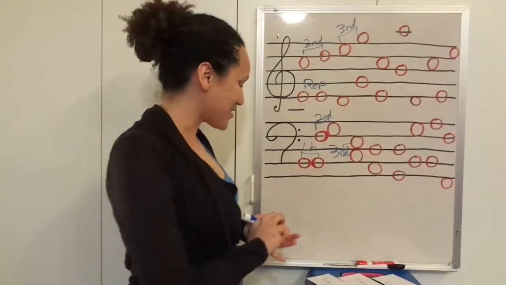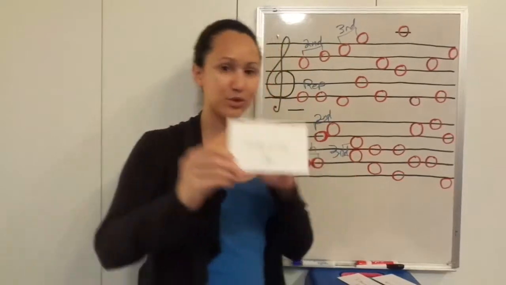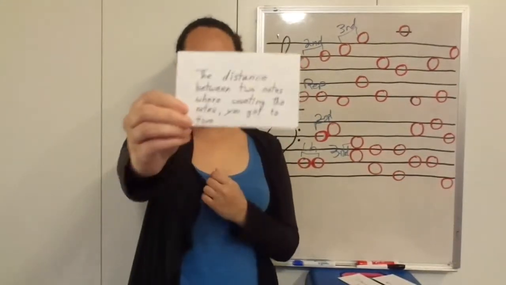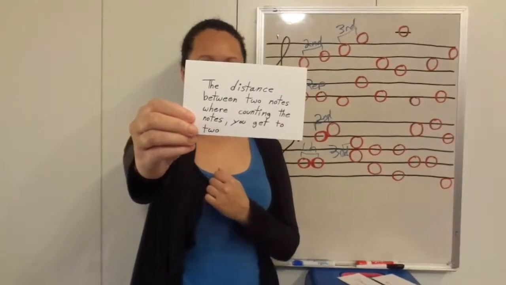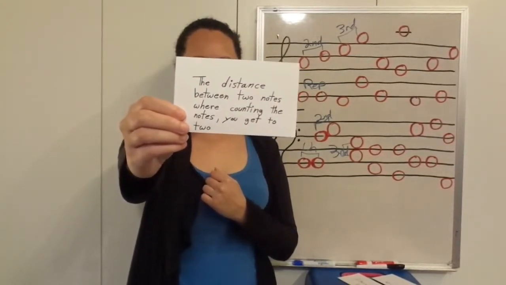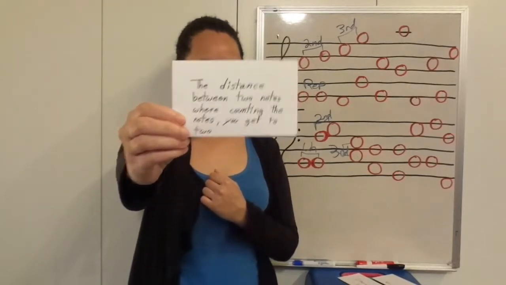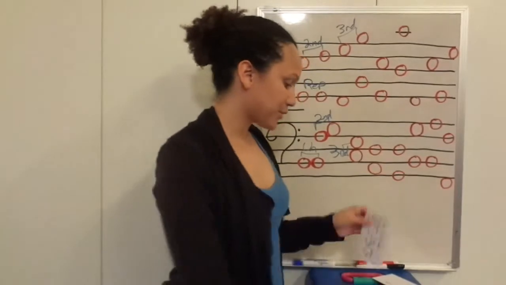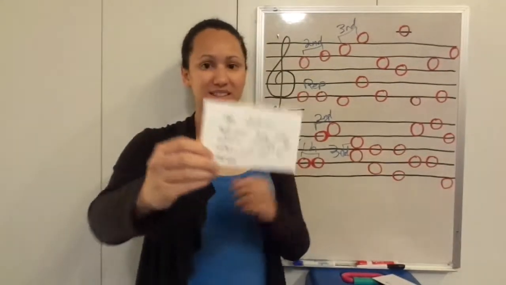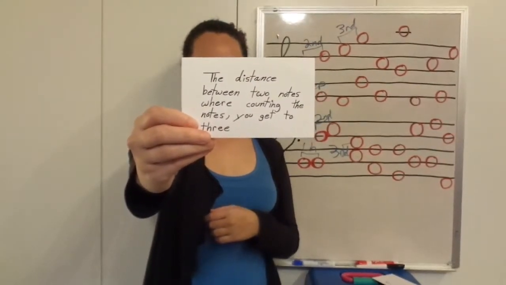Okay, go ahead and take out your practice flashcards. We have the interval of a second. Go ahead and write a definition at the back. The interval between two notes. We're counting the notes. You get to 2, so 1, 2. And then the same thing for third, the interval of a third. But instead of counting to 2, you would count to 3.